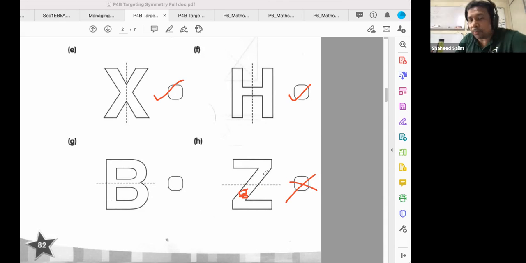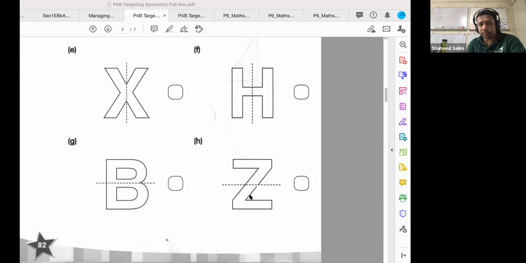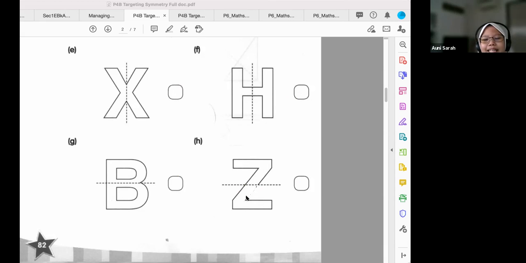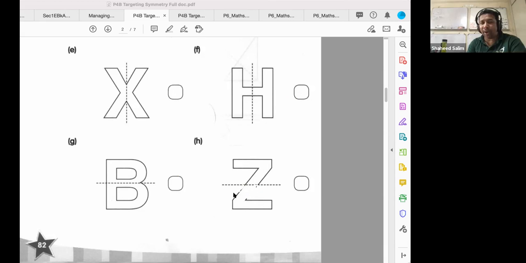In order for this to be symmetrical, okay, I'm going to show you how to make it symmetrical. Watch out. I'm going to remove this part here. Can you see now? I'm using white actually. I cannot erase, I'm just using white color. So now imagine, Auni, can you see now? I want to make it symmetrical. How do I do it? I follow the line. This goes up this way, then this one goes up this way. It becomes the letter M. Letter M is symmetrical, but Z is not.